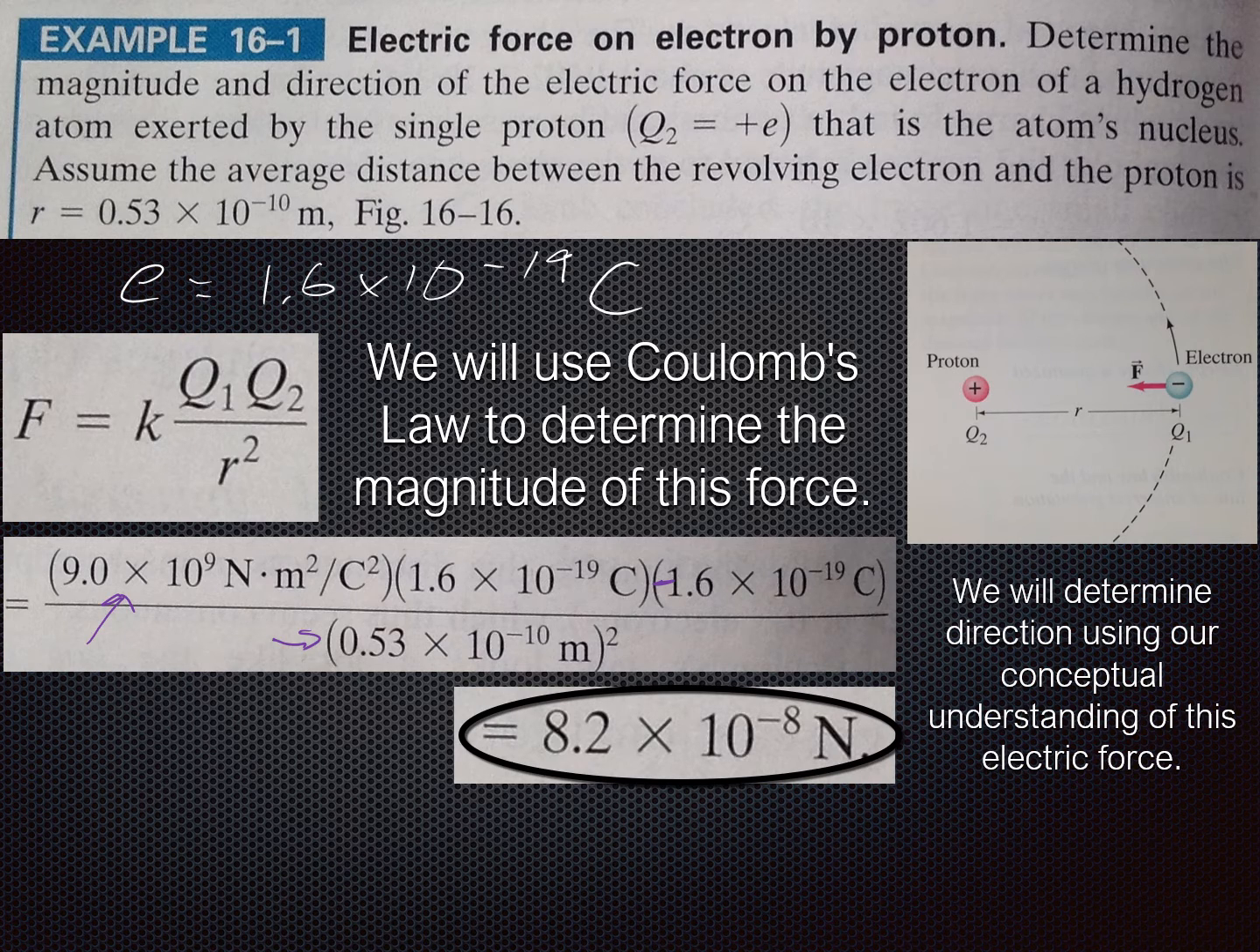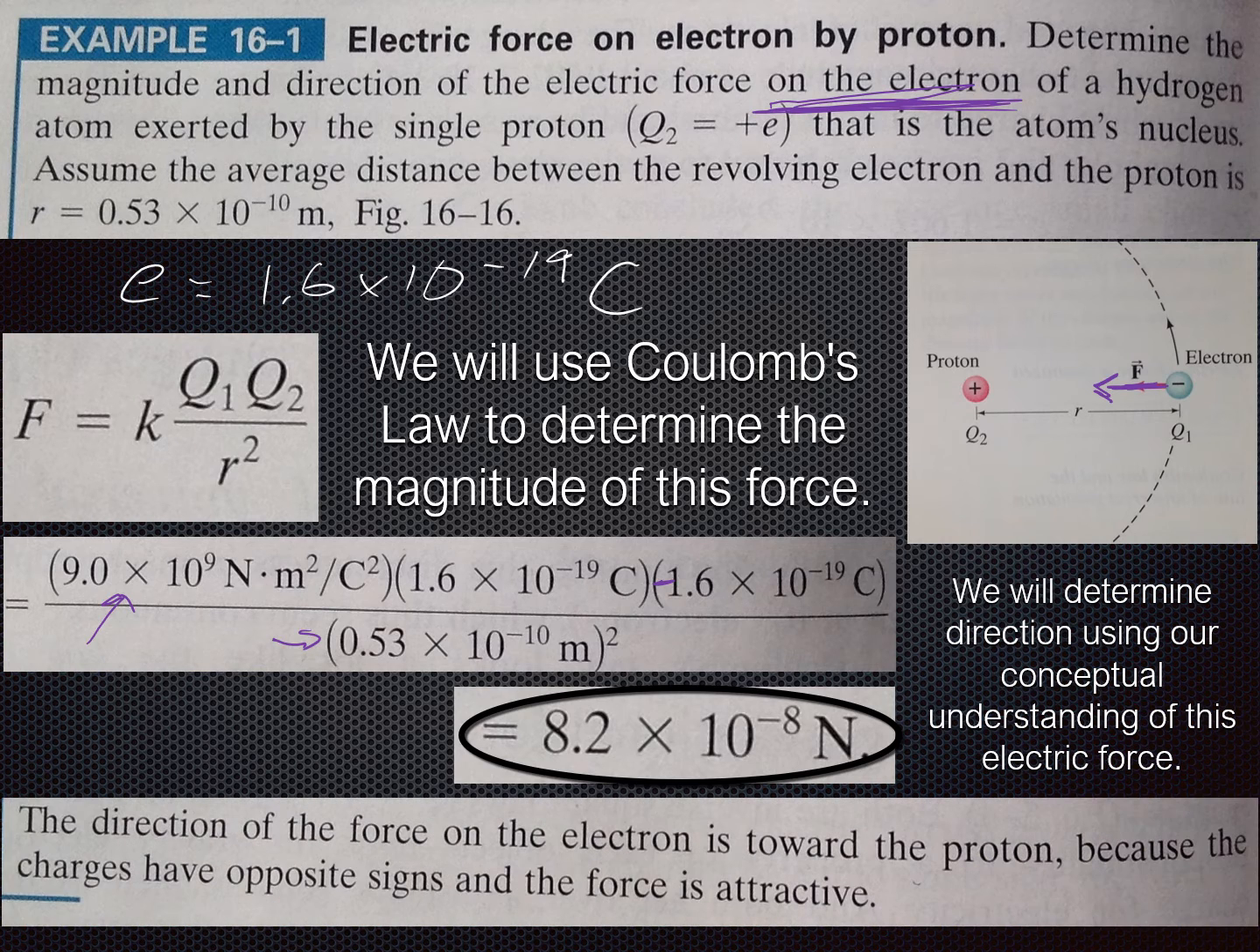So what is the direction of the force? Now remember that the direction of the force is dependent on whether we have the same charge or the opposite charge. We are wanting to find out what is the force on the electron. So if we look at the electron, we know that because we have opposite charges, they're going to be attracting one another. That means, as the picture shows, the electron is going to be forced to the left towards the proton. So we could say the direction of the force is toward the proton because the charges have opposite signs and the force is attractive.